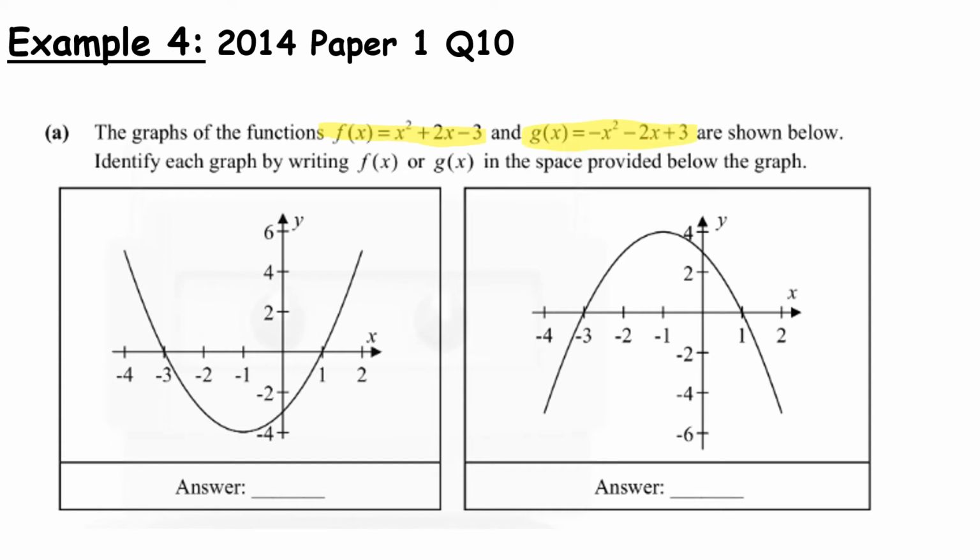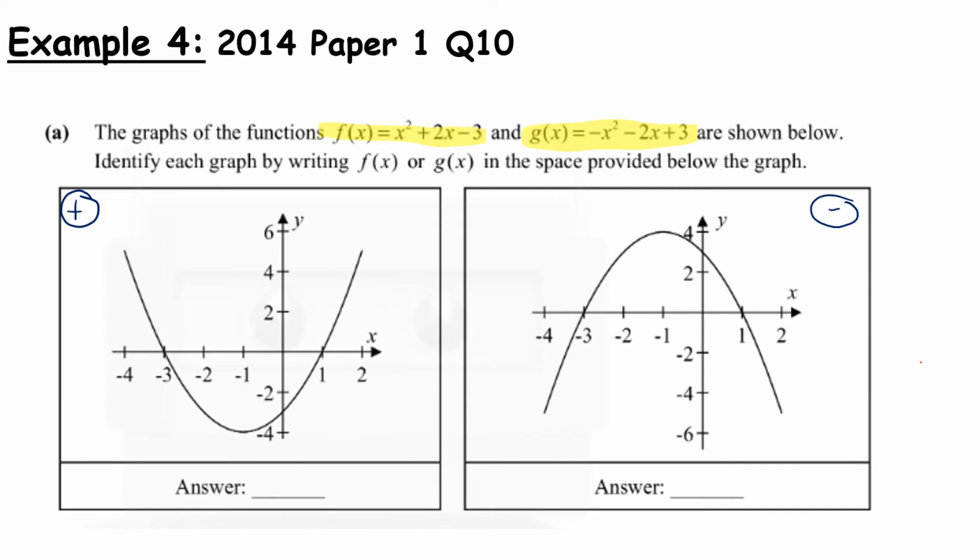Looking at the graphs first, hopefully you can identify that this on the left is a positive graph. Remember, positive people smile. And this graph on the right is a negative graph. So if we can figure out which of the functions is positive and which is negative, we'll be able to match them to the correct graph.